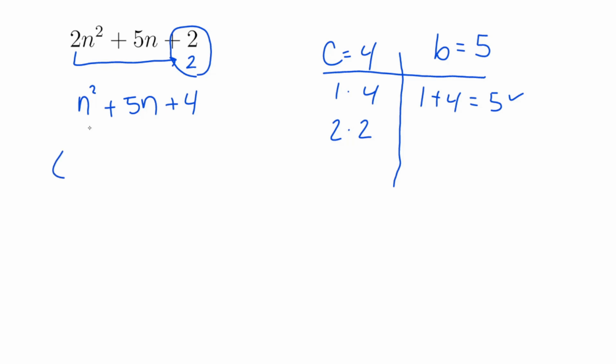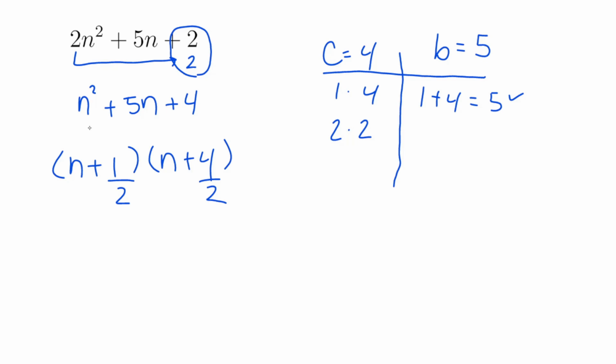So we're going to make our two binomials. Now, since our two numbers are 1 and 4, we're going to have n plus 1, and we're going to have n plus 4, using our two numbers that we found. Now, this is called the slide and divide method. We already slid in our first step, we slid the 2 over. Now we have to divide. So since we slid this 2 over and multiplied by it in the beginning, now we have to divide both of our numbers by this 2.